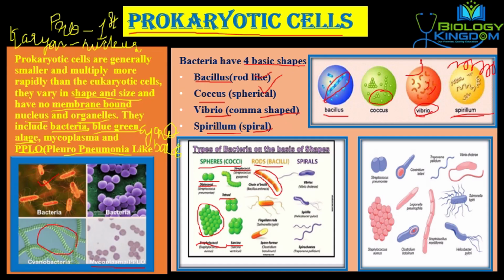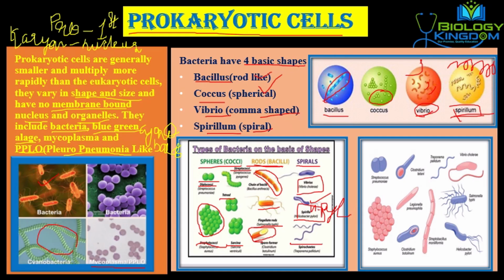Next we have the flagellated rods. Salmonella typhi, which causes typhoid, is also a bacillus, a rod-shaped bacteria. Next we have Clostridium botulinum, which causes food infections, so it is also a rod-shaped bacillus structure. Next we have the spiral-shaped Vibrio cholerae, which causes cholera, in this spirillum structure. Next Helicobacter pylori, which we see in our stomach, commonly known as H. pylori.